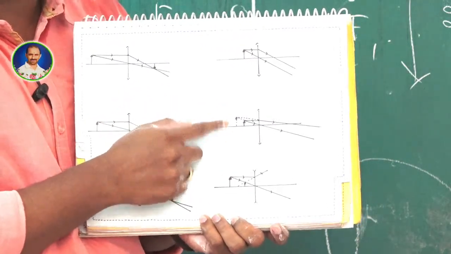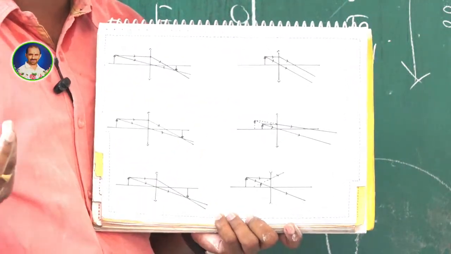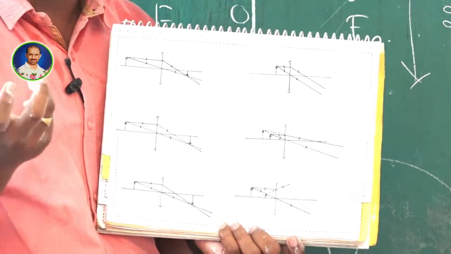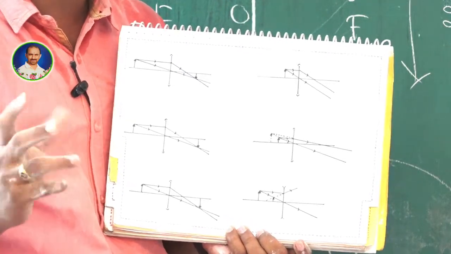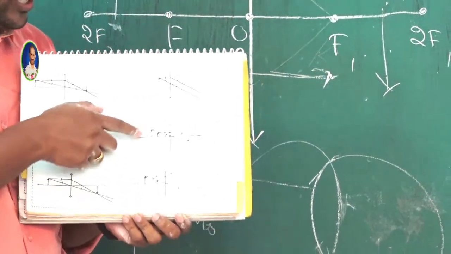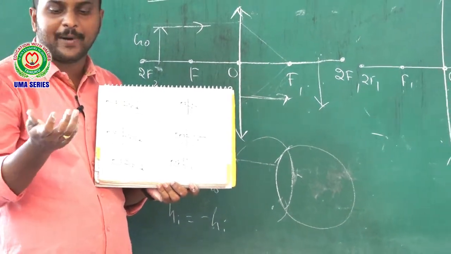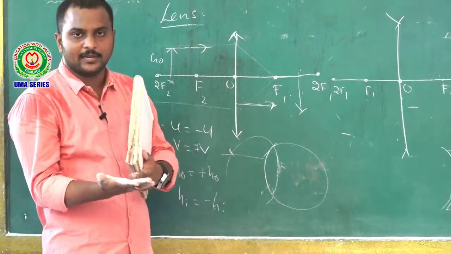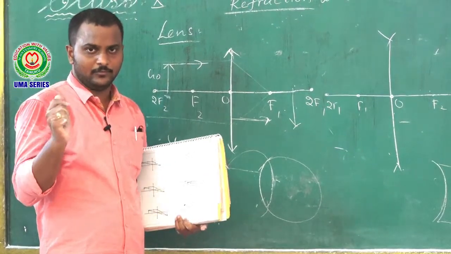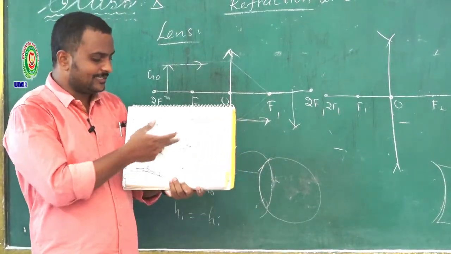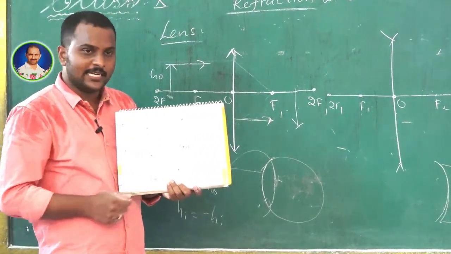Some questions may be asked, like why the lemon appears bigger when it is placed in a glass of water. So you have to explain with this diagram. Also, how can you explain how a palmist watches your palm, so that these conditions can be explained by this diagram.